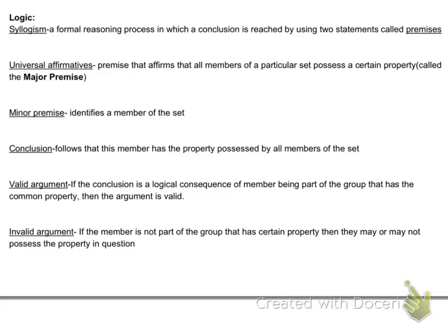A valid argument, guys, is if the conclusion is a logical consequence of a member being part of the group that has the common property, then it's called valid. It's invalid, guys, if a member is not part of the group, but you say he contains the quality of the group.